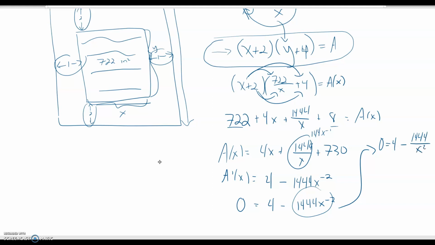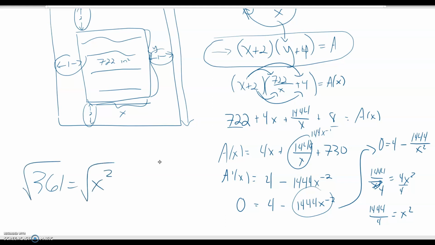All right, how do we solve this? Well, if I just add him over, 1444 over x squared equals 4, multiply both sides by x squared, and then divide both sides by 4, I get 1444 over 4 equals x squared. And if I divide 1444 by 4, I get 361. And then I take the square root of both sides. I get 19.